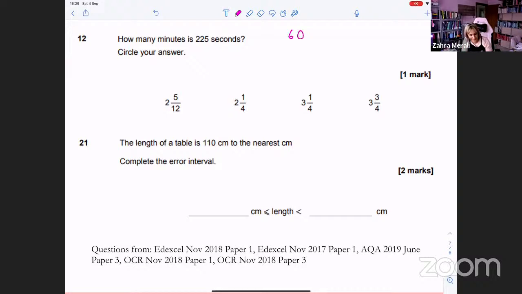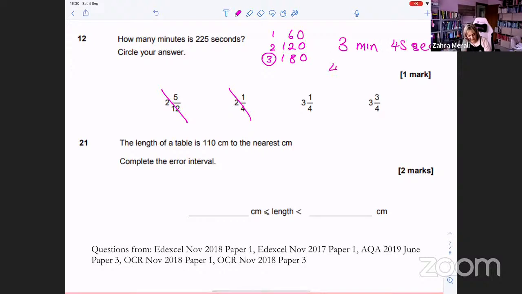So we're going to have 60. Add 60 to 60, you're going to get 120. Add 60 again, you're going to get 180. And if you add 60 again, you're going to get more than 225, which you can see when you start to add it up, because you'll get 240. So we definitely know it's 3. So we can cross those out. And how many seconds are left? If we do 225 minus 180, it's going to give you 45 seconds. So it's 3 minutes and 45 seconds.